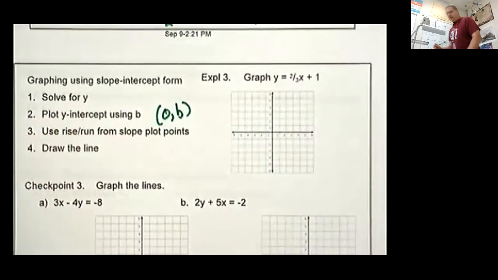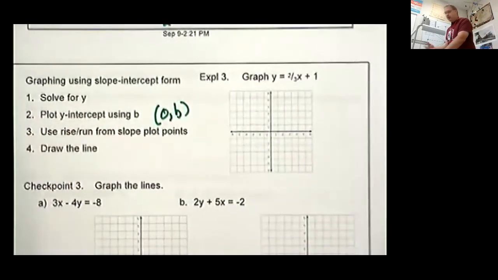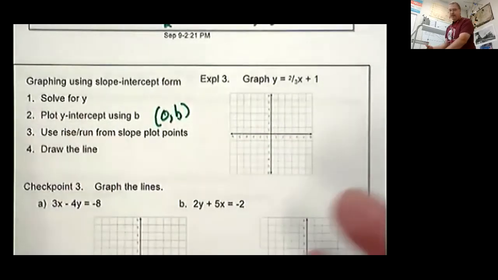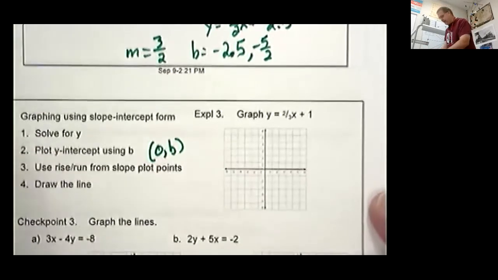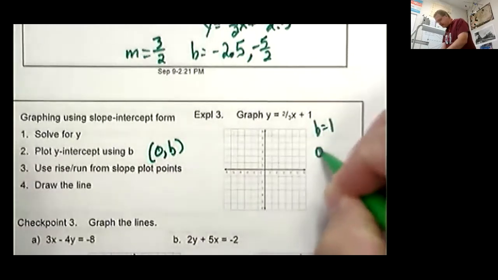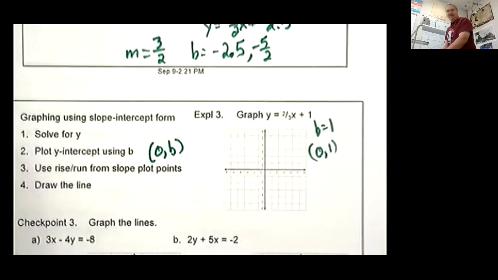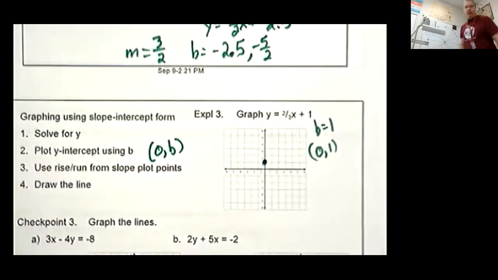Let's practice a couple of those using the slope-intercept method. Now, could you always make a table? Yes. Can you check all these by putting them on your graphing calculator? Yes. All right, but we want to get to the habit where we can graph these without doing any of that. So here, our y-intercept is b. That means the point where we're crossing the y-axis has to be at (0, 1). So there's our first point.